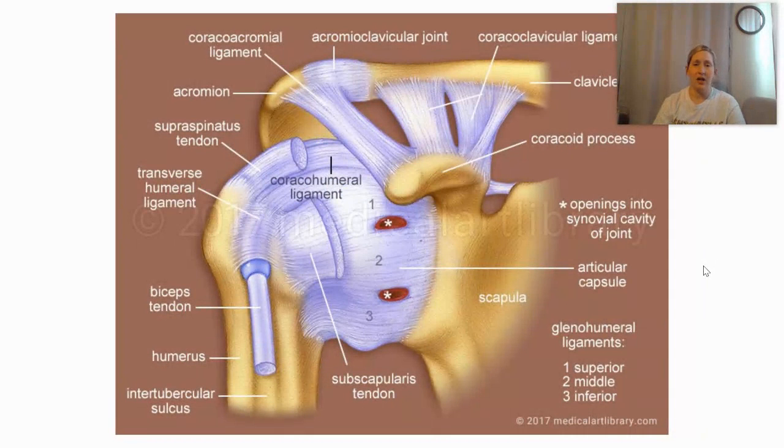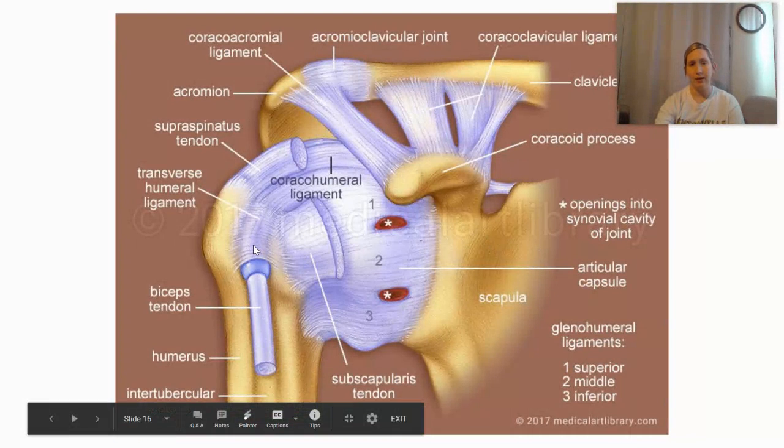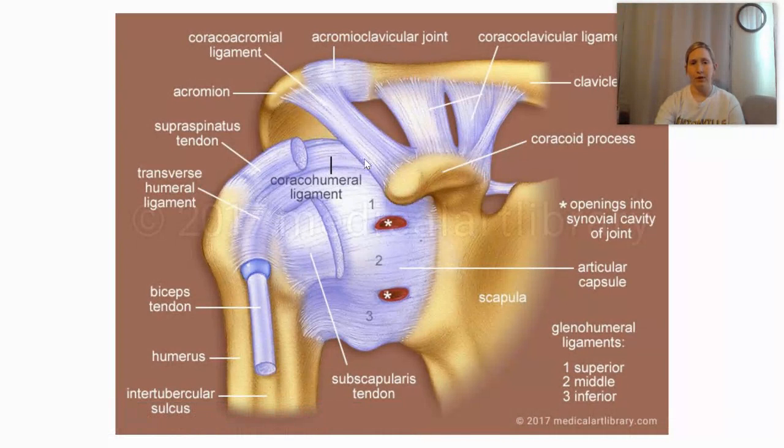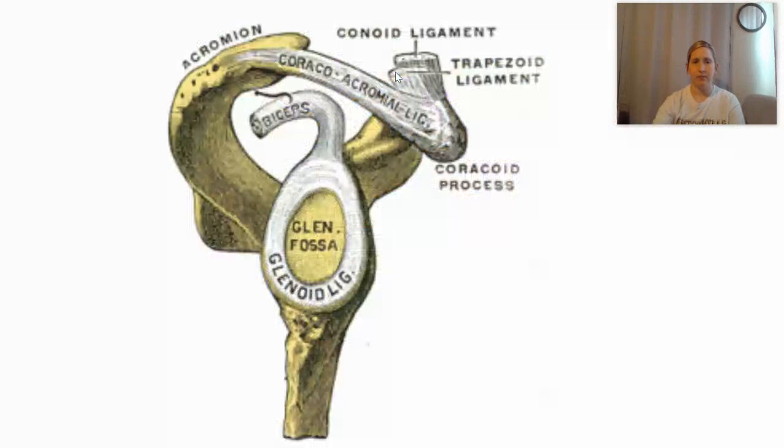Another picture just kind of gives you a more up close. There you've got that transverse humeral wrapped around that tendon. Coracohumeral, 1, 2, and 3 are all glenohumerals, superior, middle, inferior. Coracoacromial, coracoclavicular, acromioclavicular. Use these to practice studying.